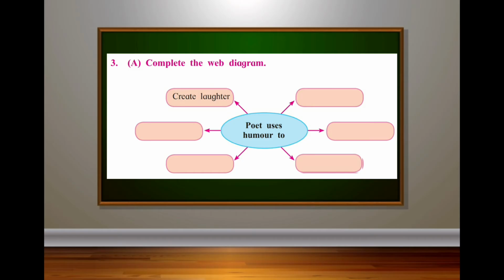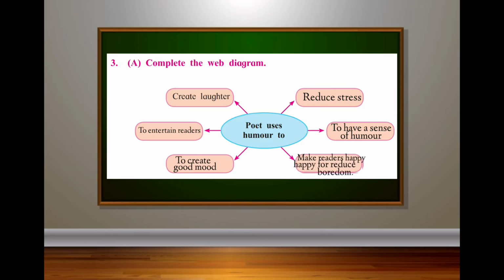Question number 3. Complete the wave diagram. Poet uses humor to create laughter. Second, to entertain readers. Next, to create good mood. Number 4, reduce stress. Number 5, to have a sense of humor. Number 6, make readers happy or reduce boredom.